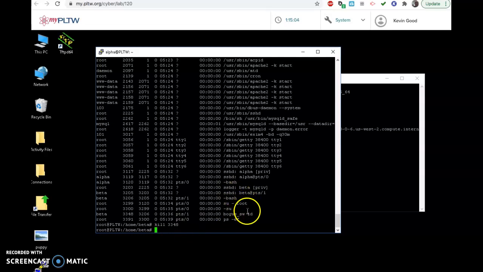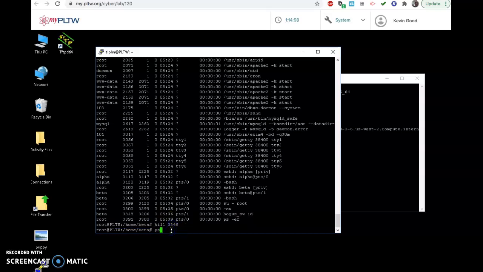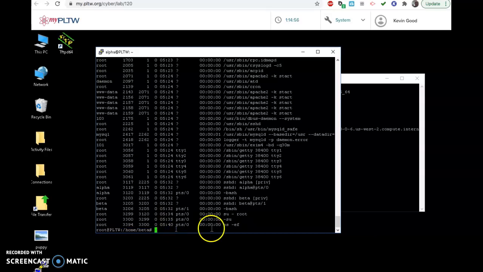So I'd take a snip showing it was running on 3348. I would show my kill process, and then I would type in ps -ef again and show that it's gone. 3348's gone. So now not only did I get rid of the file so they can't start it again, but I also stopped the process.